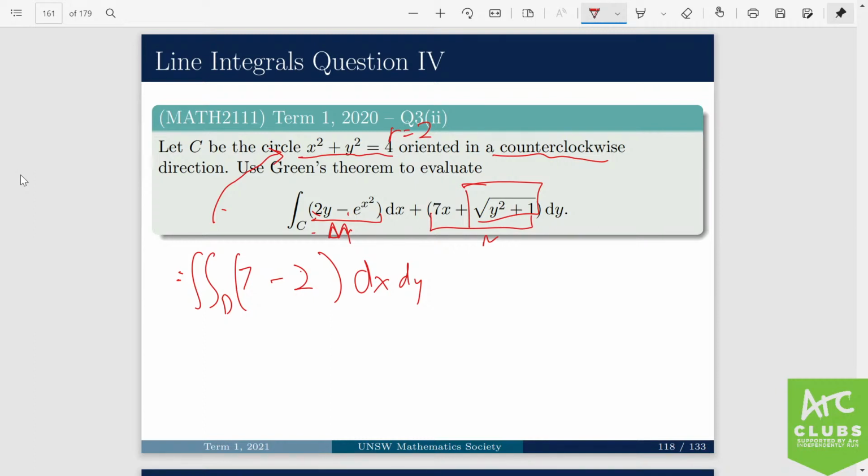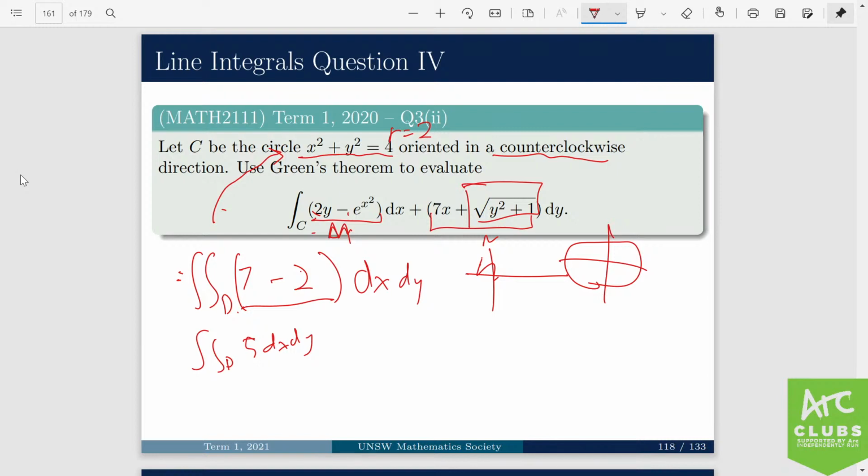So here we have a double integral, but if you remember what a double integral is, you're integrating a function, so a surface, over an area, and what it calculates is the volume under that surface. Since this is constant, this is just 5 dx dy. Essentially, I can't really draw it, it's in 3D, but basically we just get a cylinder of height 5.